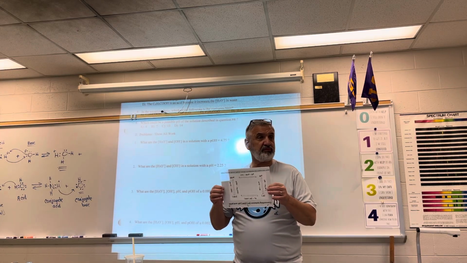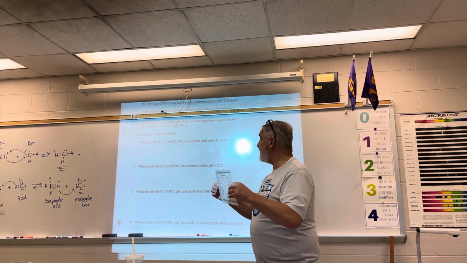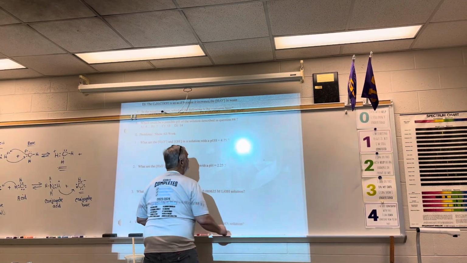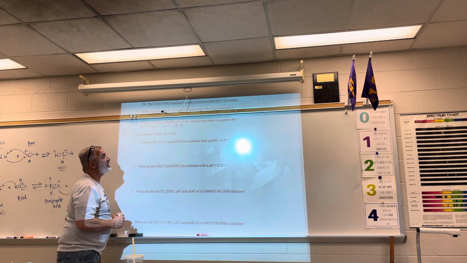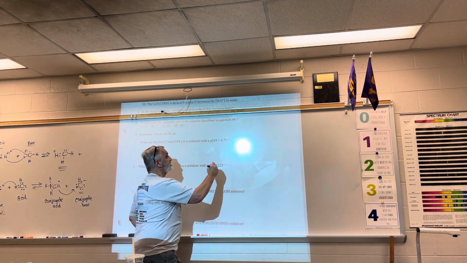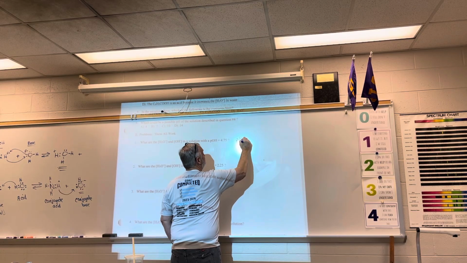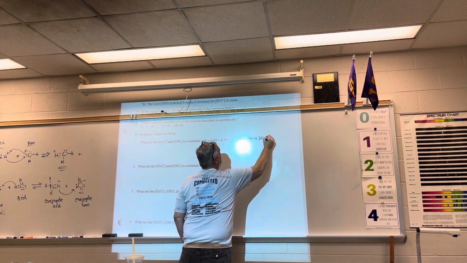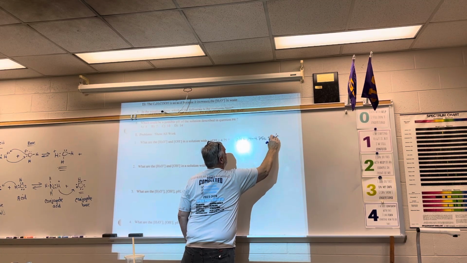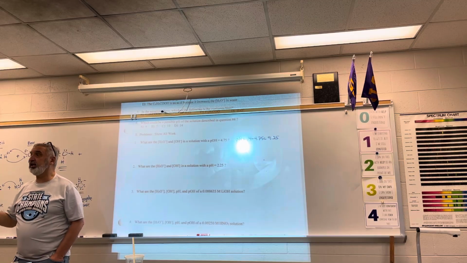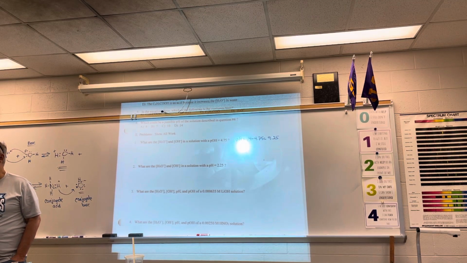But if we have these, we did this one super fast yesterday. If I have the pOH is 4.75, right off the bat, what can I say the pH is going to be? 14 minus 4.75, which is going to be 9.25. That should be something we just know: pH plus pOH always equals 14.